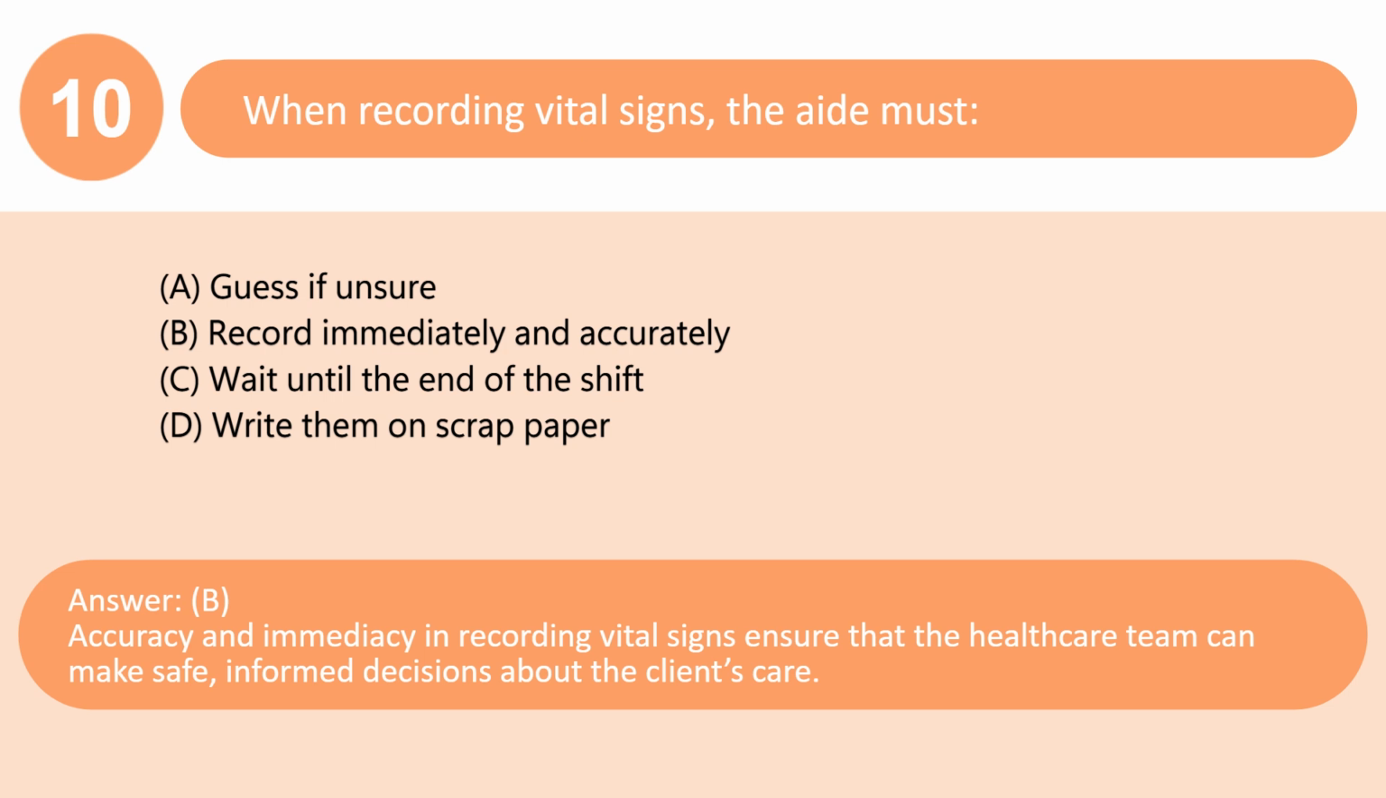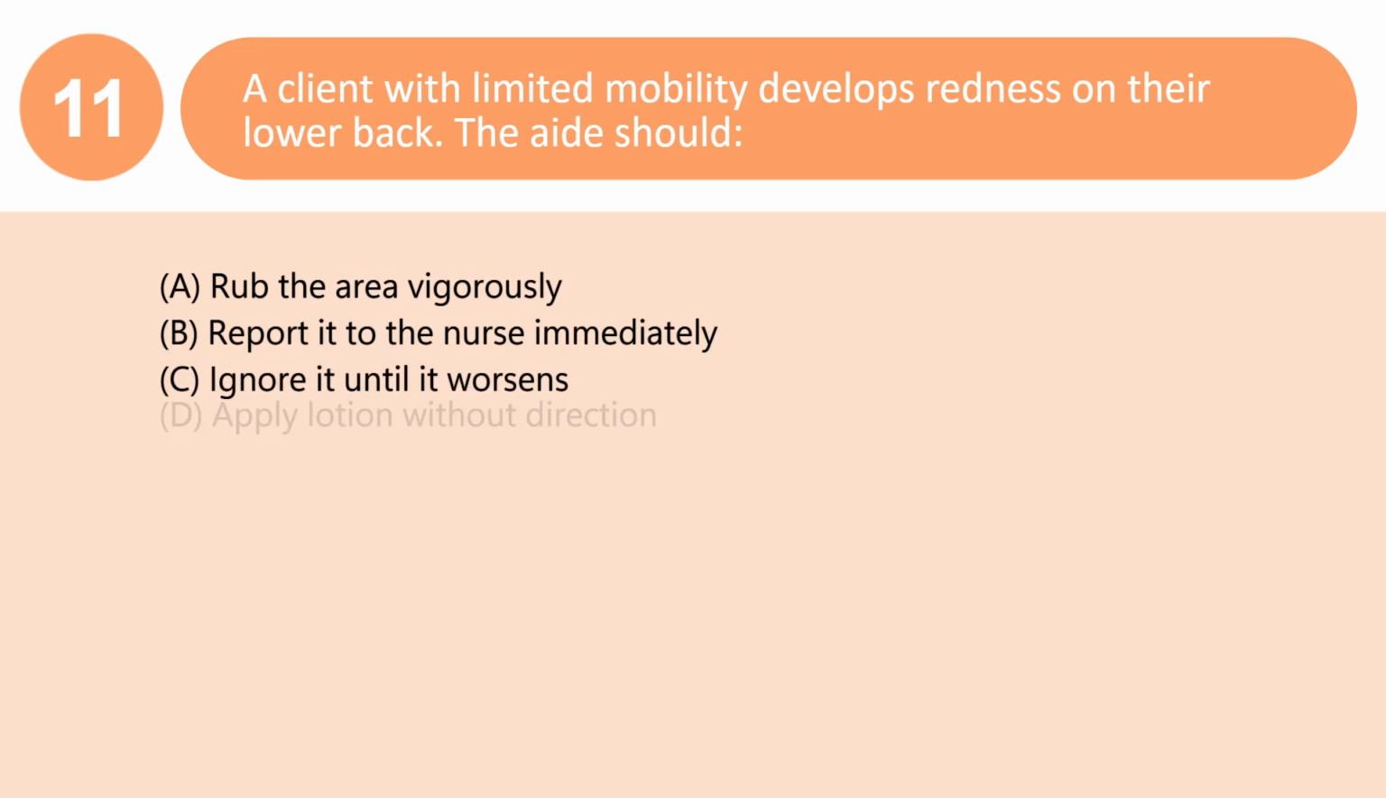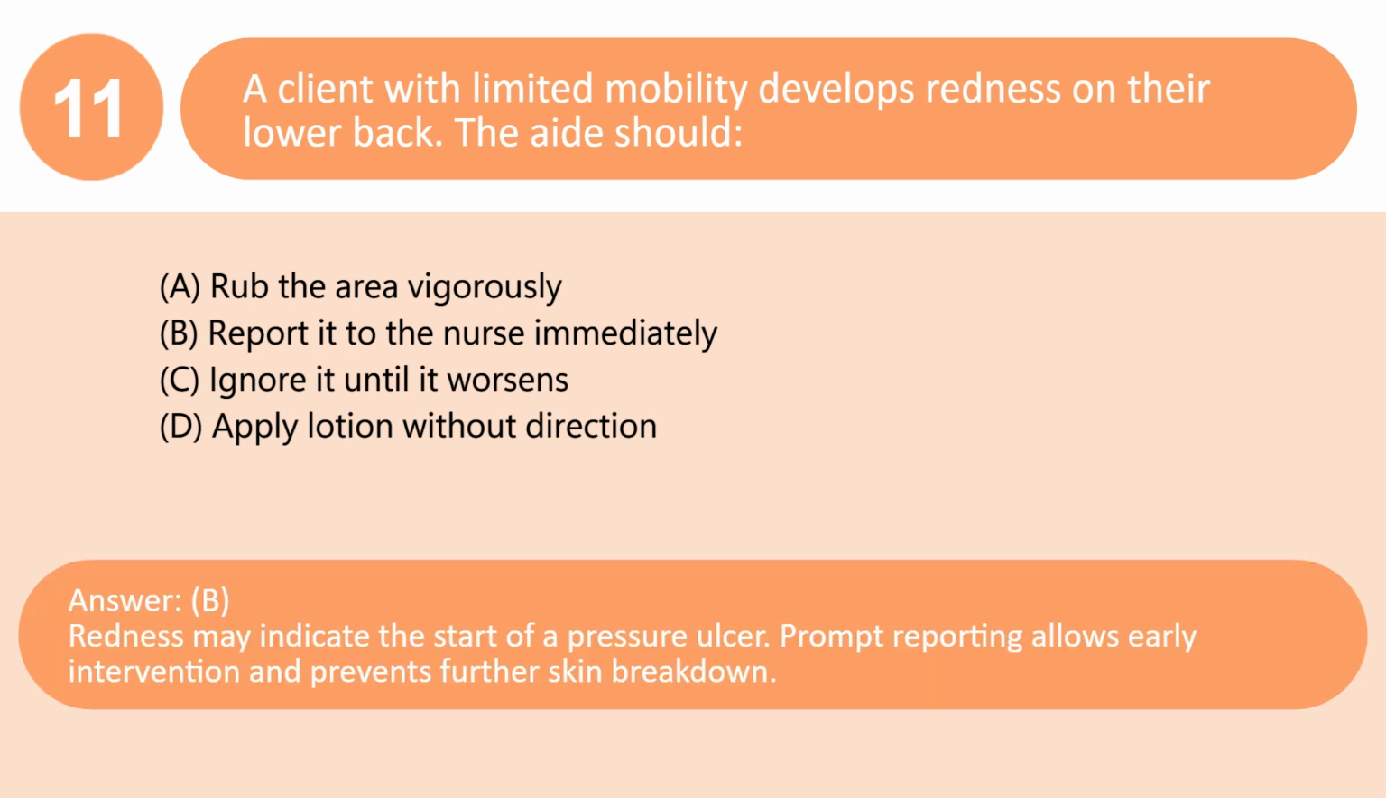A client with limited mobility develops redness on their lower back. The aide should A. Rub the area vigorously. B. Report it to the nurse immediately. C. Ignore it until it worsens. D. Apply lotion without direction. Answer: B. Redness may indicate the start of a pressure ulcer. Prompt reporting allows early intervention and prevents further skin breakdown.